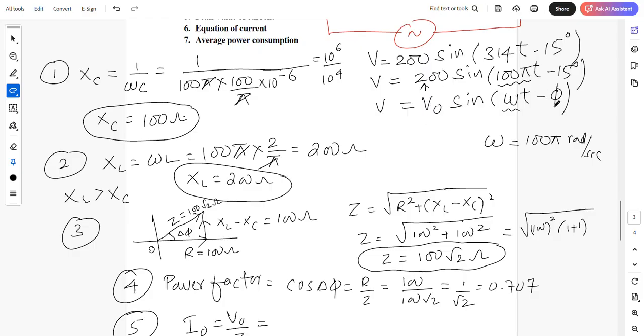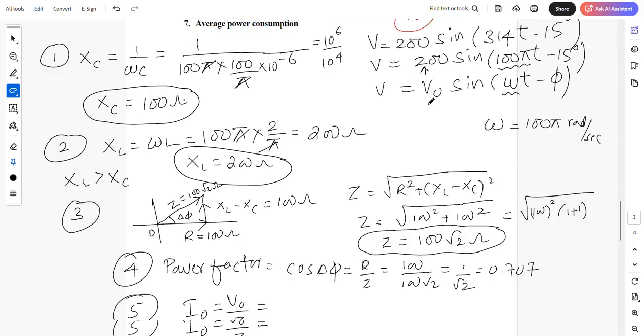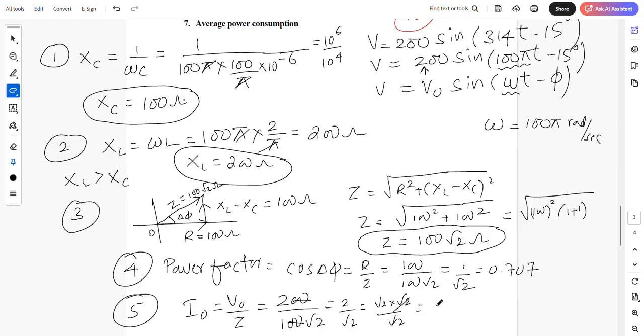Omega is 100 pi. Okay, V naught is 200. 200 divided by, how much is Z? Just now we calculated, 100 root 2. Zero gets cancelled. I naught will be 2 by root 2. How to simplify 2 by root 2? Root 2 into root 2 by root 2, that is equal to root 2 amperes. Power factor is 0.707 and I naught is root 2 amperes.